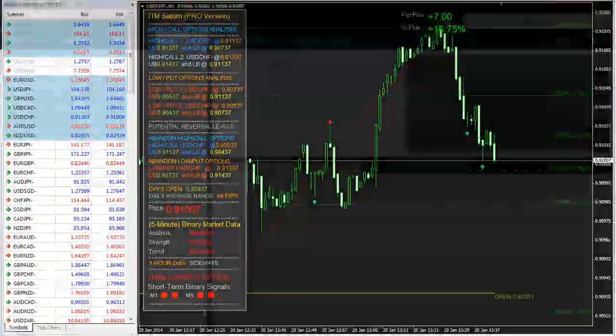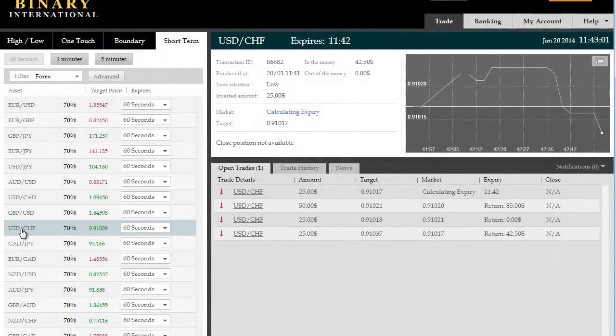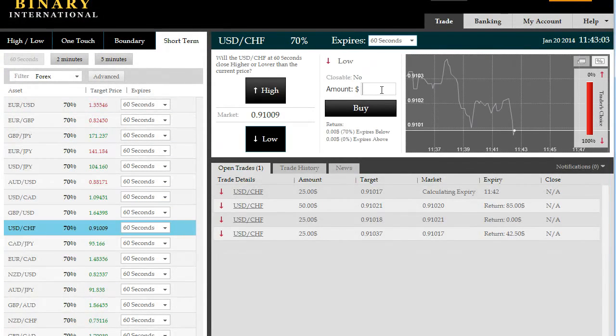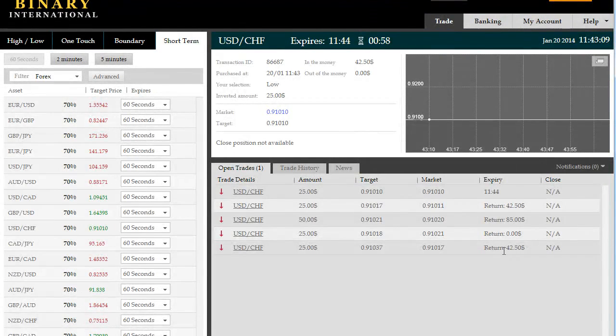Now let's see what the chart is saying. 100% low put option probability. We're going to go back to USD CHF low, another $25 investment to go short again. And calculated expiry says 42.50. We're good there. So another trade in the making that's already on the market, and we're going to switch back and forth between Saturn Pro and the terminal just to see how the market's going again.